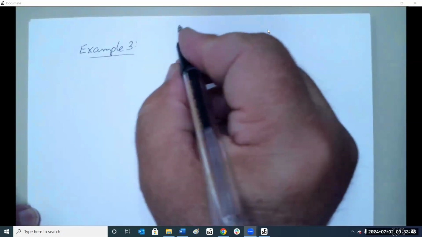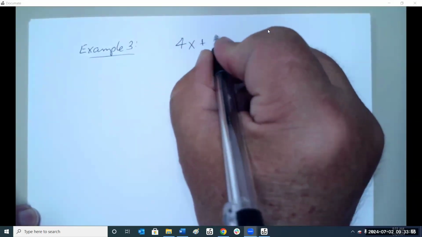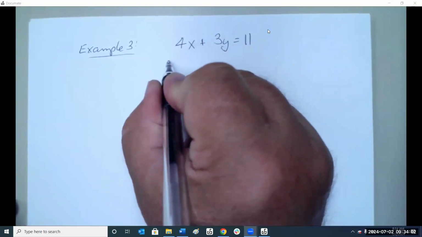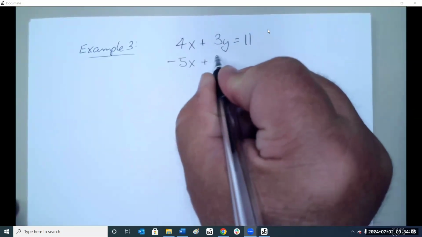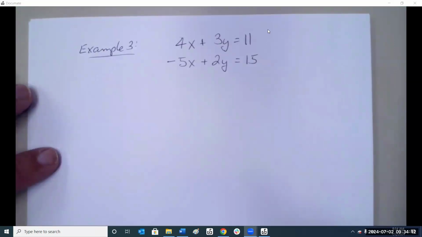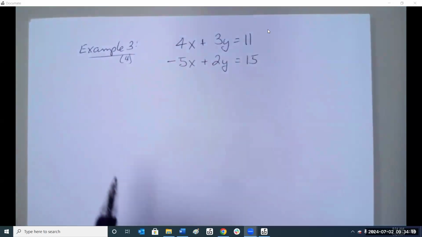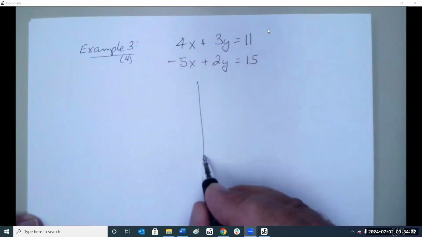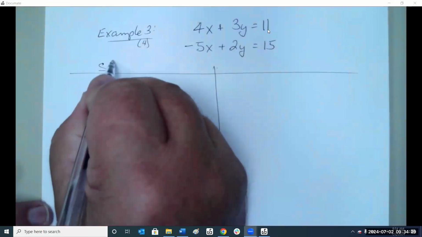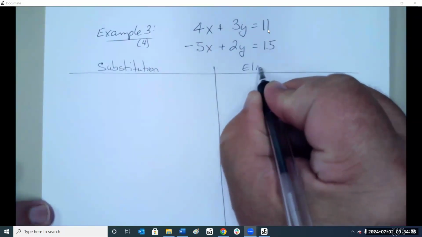Example three. We have 4x plus 3y equals 11. Negative 5x plus 2y equals 15. On the sheets I gave you all, it's one off. This should be example four. The last one is example three. But we're going to do substitution here. And elimination.